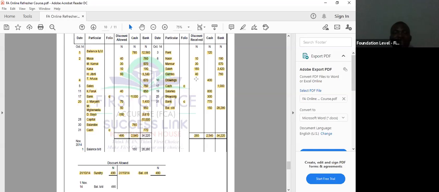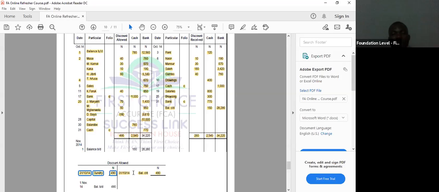Now, at the end of the week or the end of the month, the total figure under discount allowed will be taken to the discount allowed account. The same applies to the total under discount received, which will be taken to the discount received account. Discount allowed is an expense account, and an expense account has a debit entry. That's why if we add everything together here, which is 490, you can find it at the debit side.